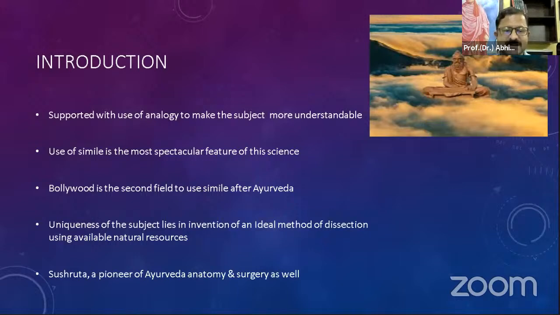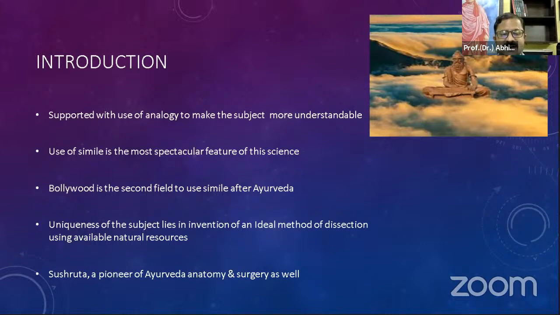We know Bollywood is the second field. I can say that Bollywood is the second field to use simile after Ayurveda. In Bollywood songs, we always hear songs like Chand Sa Chehra or Gulabi Kal, Sharabi Aankhein. All these are examples of analogy, examples of simile. And this type of analogy and simile has been used in Ayurveda to explain structures and functions 4,000, 5,000 years back. So obviously, we have the first credit to use analogy.